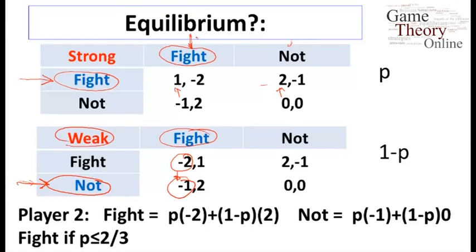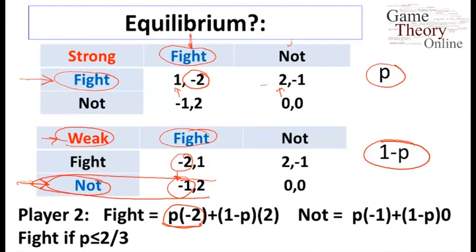So when would this be a best response for player 2? Now, if they fight, what are their payoffs? With probability p, they're in the top matrix. They're getting a minus 2 because player 1 is fighting when strong, so we've got p times minus 2 here. And with probability 1 minus p, they're facing the weak player, down here, and so they're getting a payoff of 2.